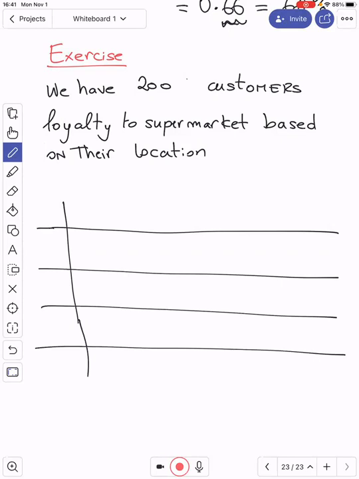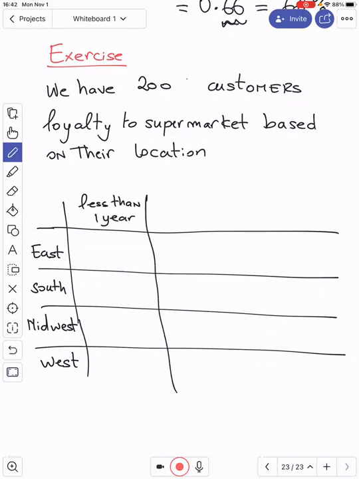So we have customers from the east, from the south, let's say, and from the Midwest, and then from the West. The columns are how long customers have been loyal to this supermarket: less than 1 year, from 1 to 10 years, and more than 10 years.